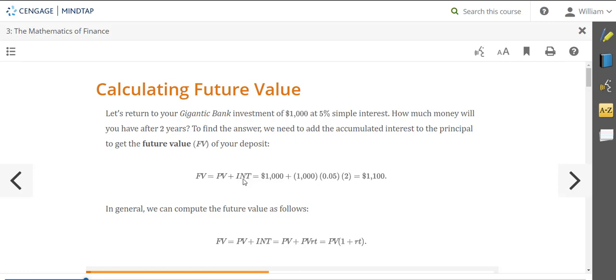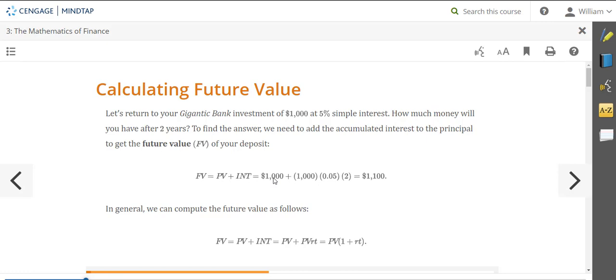So we've done this calculation for the interest, INT. Now let's return to this bank, and we put in $1,000. We're getting 5% simple interest. How much money will you have after 2 years? To find the answer, we need to add the accumulated interest to the principal to get what we call the future value of the deposit.